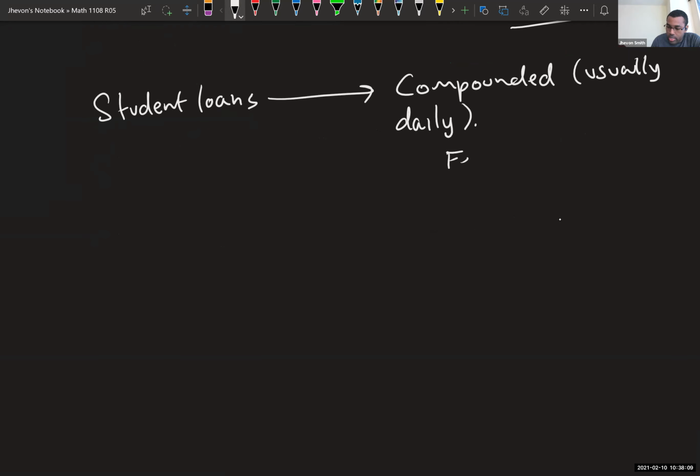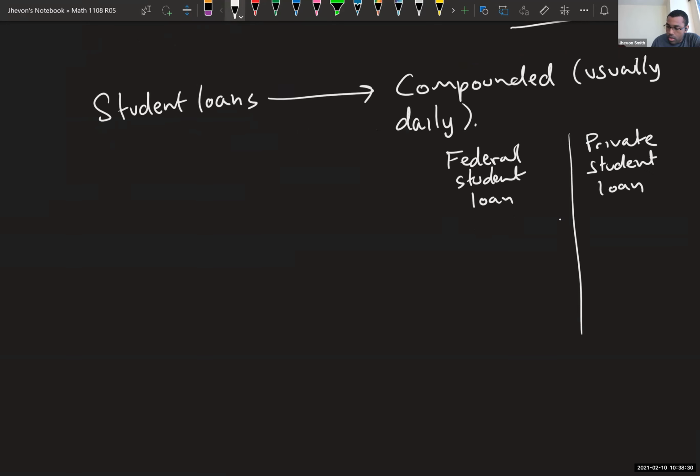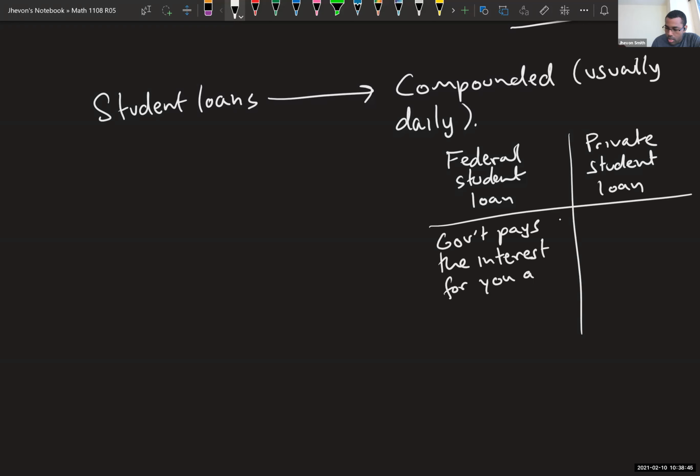However, this splits into two categories. You can have a federal student loan versus a personal student loan, where you just go to a bank and get what is called a private student loan. So the difference between the federal and the private loan is the government pays the interest for you, as long as you're enrolled at least half time.